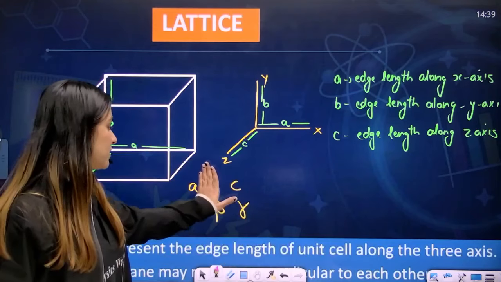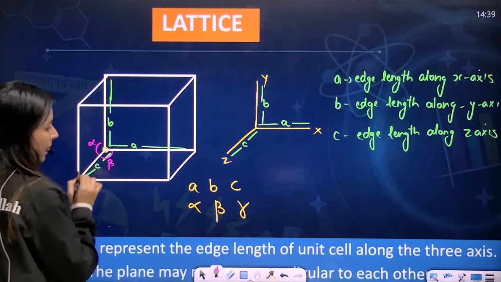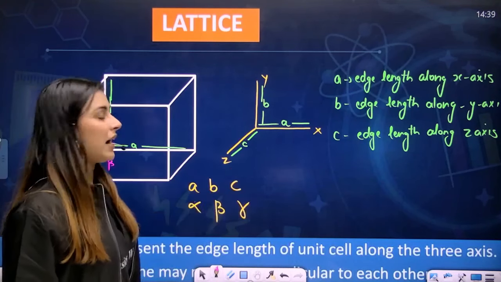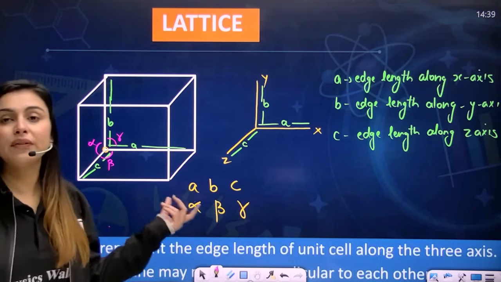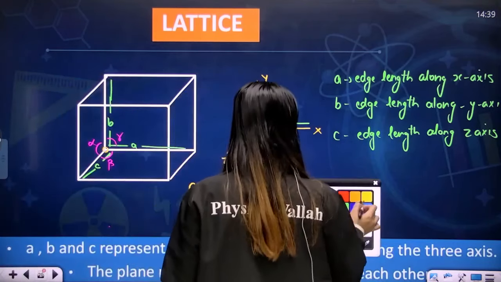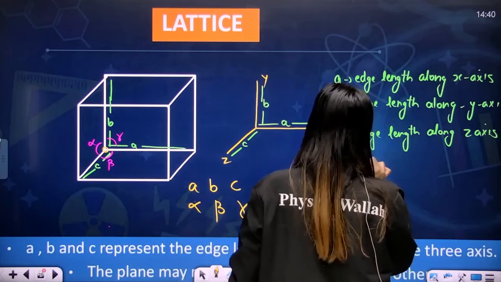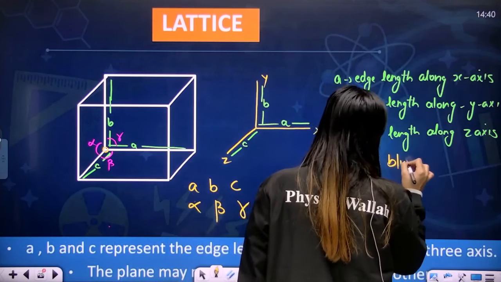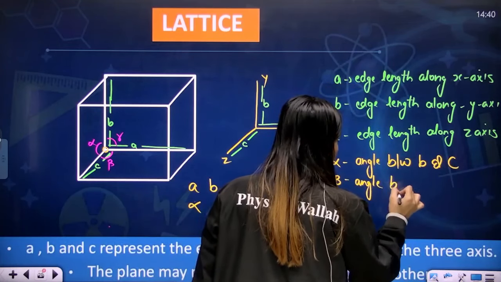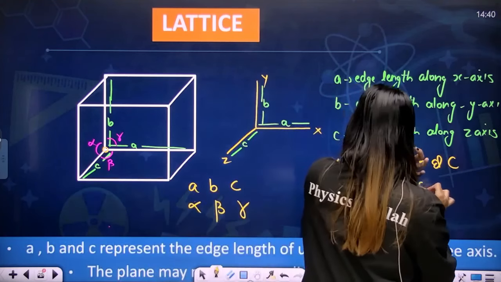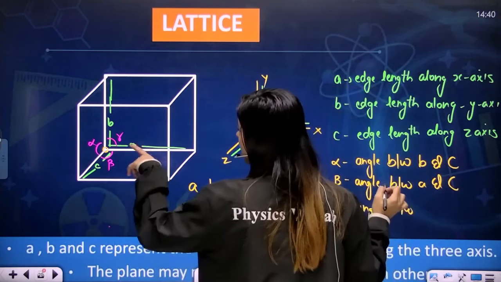Now let's try to understand this. Which angle is beta? Between A and C is your angle beta. Now let's see this. Between A and B, the angle is gamma. Okay, so this is how you find the angles. So can I say that alpha is the angle between B and C, beta is the angle between A and C, and gamma is the angle between A and B.